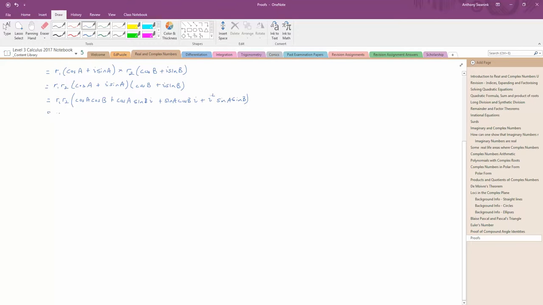Okay, let's see if we can make something more of this. What I'm going to do is group the real and imaginary parts separately. So this is a real part here, the cosine A cosine B. Now i squared, you might recall, is equal to minus 1. So that is therefore going to be minus sine A sine B, and it will be a real part. So let's put that here. Oops, don't want to put a bracket yet. Let's make that eraser a bit smaller.